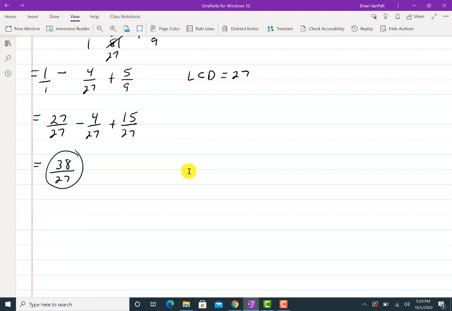And I don't see any simplifying because the only things that go into 38 are 2 and 19. And the only thing that goes into 27 is 3 and 9. So there's nothing compatible for canceling in that case.